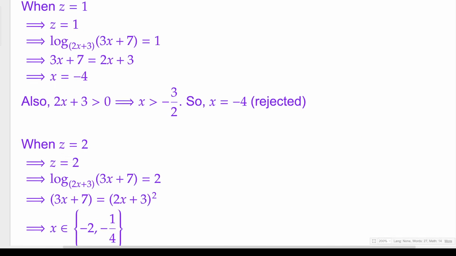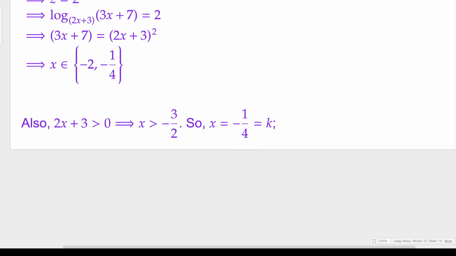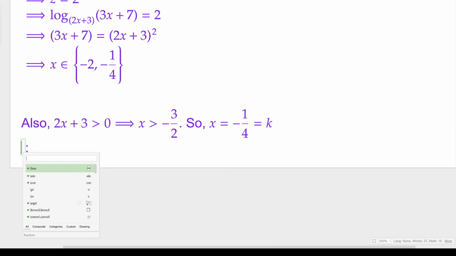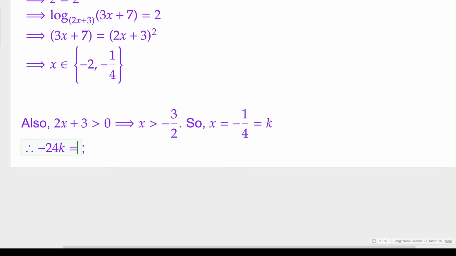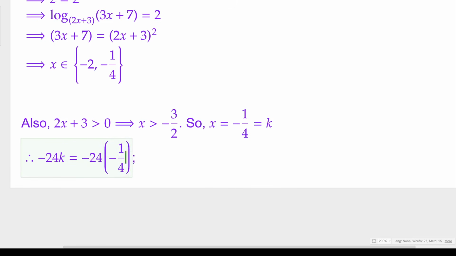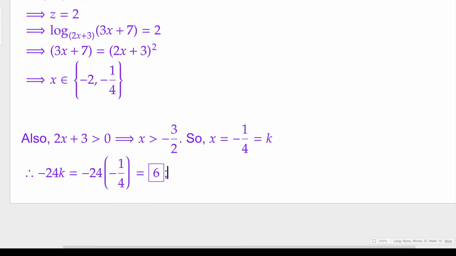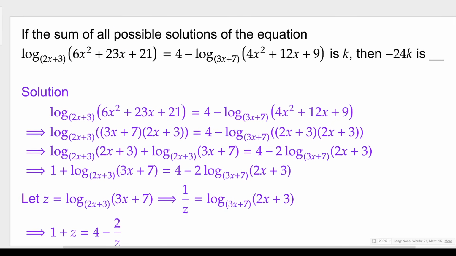Now I need to compute negative 24 times k. So negative 24 times k, where I replace k with negative 1 over 4. On resolving this we get 6 as the answer. So 6 is the answer for this particular problem statement.